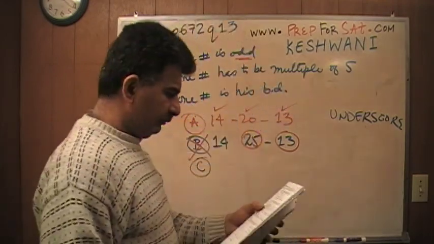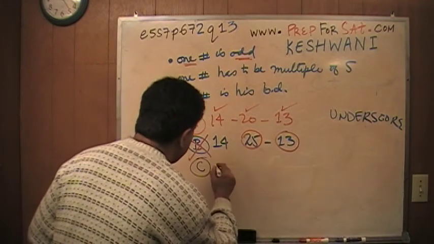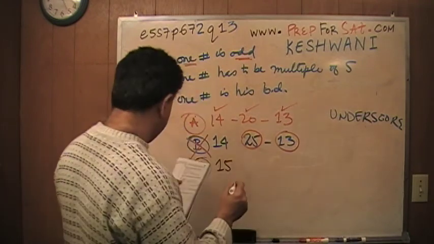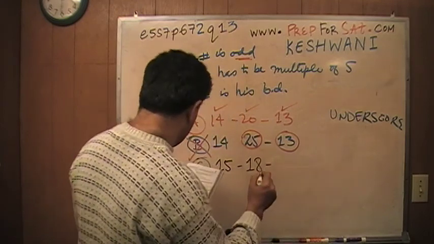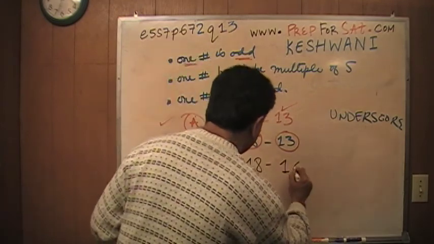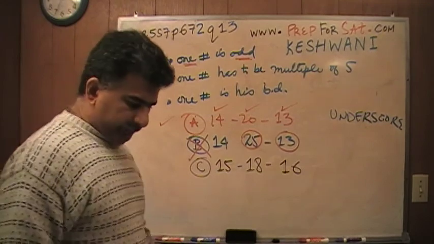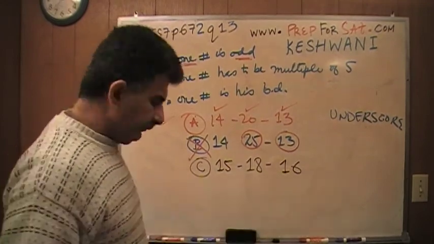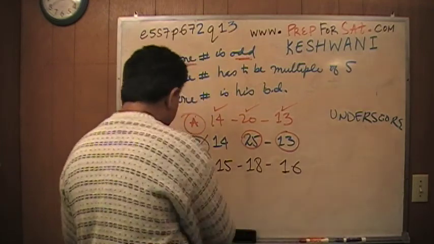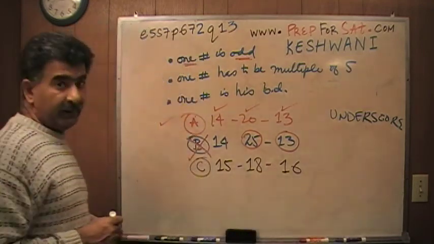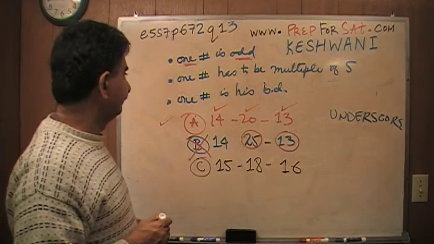C says 15, 18, and 16. Well, let's take a look at it. You got 15. You see a problem here? There is a problem.